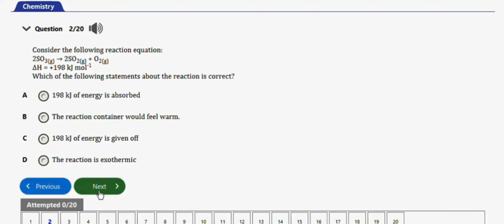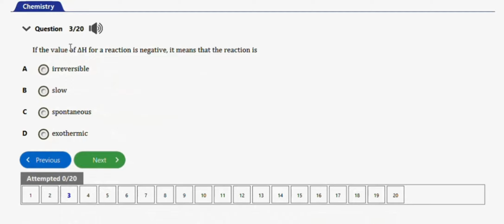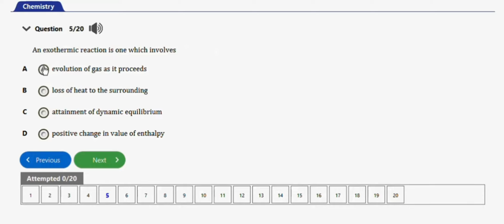Next question will be this one. It says if the value of delta H for a reaction is negative, it means that the reaction is what? Exothermic. Option D. Very simple. Next question will be this one. It says an exothermic reaction is one which involves evolution of gas as it proceeds, loss of heat to the surrounding. Yeah, so the right answer is option B. An exothermic reaction involves loss of heat to the surrounding. Heat is being liberated or given up to the surrounding.